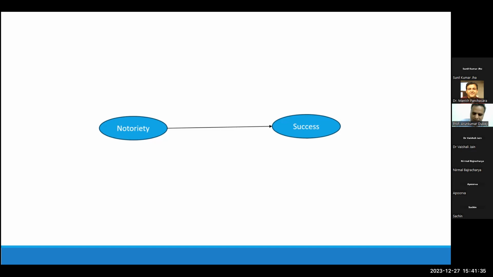Now somebody would say, no, notoriety doesn't predict success. There is something which is missing. So somebody would go and say that, no, I don't agree that notoriety leads to success. In fact, people who are notorious, they are more creative. And creativity leads to success. So there is one missing link. Now, can anybody guess what this model is? It is a mediation model, a simple mediation model.